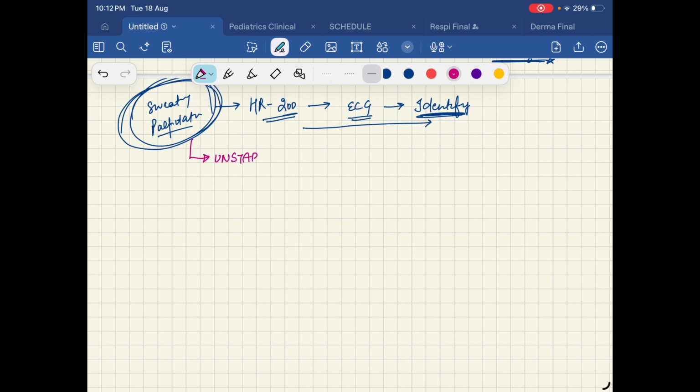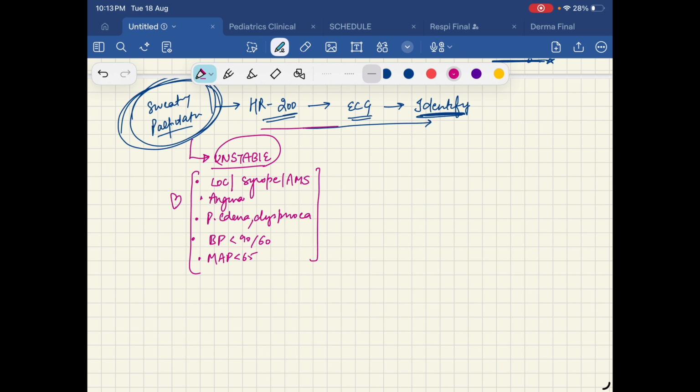Or if you check the vitals, the patient's BP is less than 90/60, the MAP of the patient is less than 65. So all these are characteristics of a patient being unstable. So will you go through this pathway and put the patient on specific drugs, or will you treat the patient? Definitely, first and foremost comes the patient.